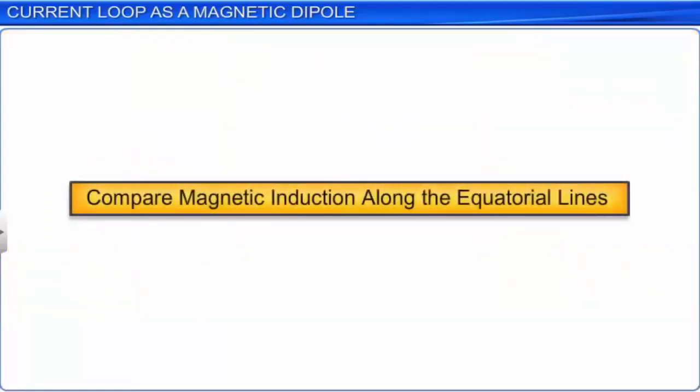Now let us compare the magnetic induction at a point on the equatorial line of a magnetic dipole with the electric field strength on the equatorial line of an electric dipole. Using the comparison, let us arrive at an expression for magnetic induction at a distant point on the plane of a current-carrying circular loop.